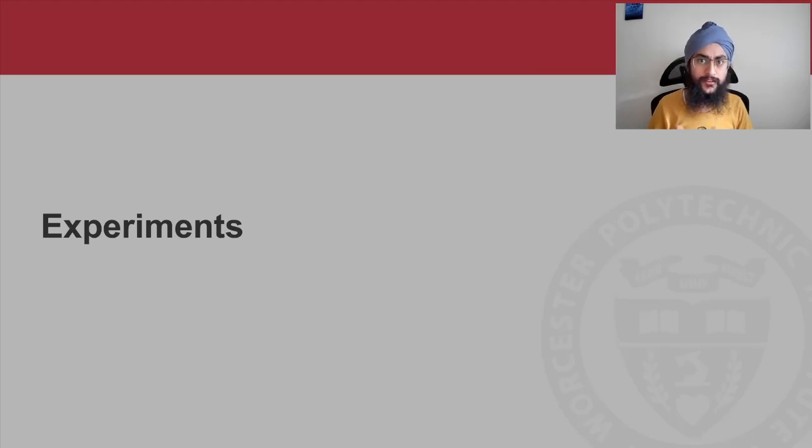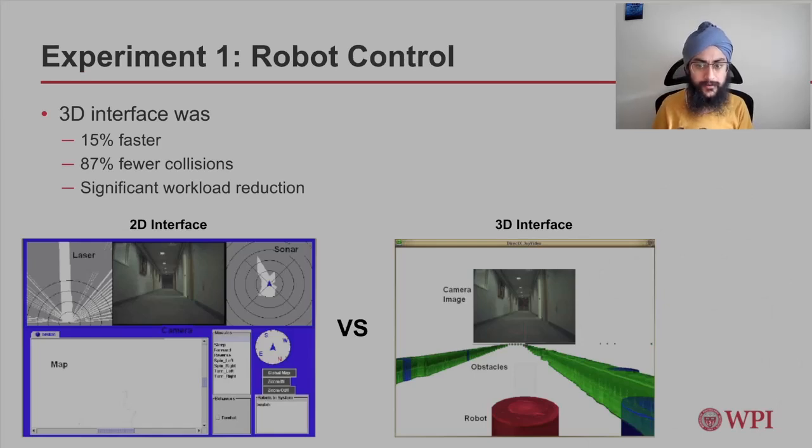And so now we're going to look at a couple different experiments that the authors of the paper did to test out their 3D user interface against the more traditional 2D interface. The first experiment that we're going to look at is a robot control experiment where users had to control a robot through a maze, through several set waypoints.